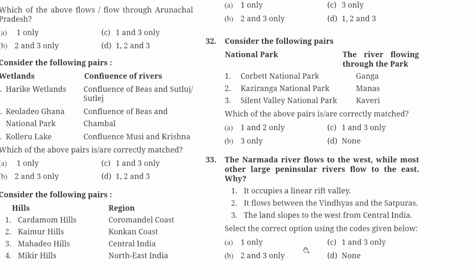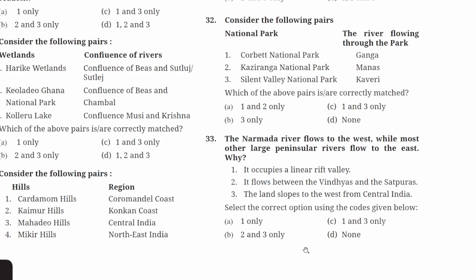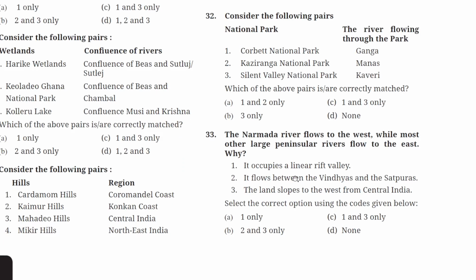Question number 33. The Narmada River flows to the west while most other large peninsular rivers flow to the east. The reason is basically that it occupies a linear rift valley. So Narmada and the Tapi flow through the rift valley, due to which they flow along the direction of the valley, not in a southeast direction along the slope of the peninsular block. It flows between the Vindhyas and the Satpuras. So even though the statement is true, the reason is only one.